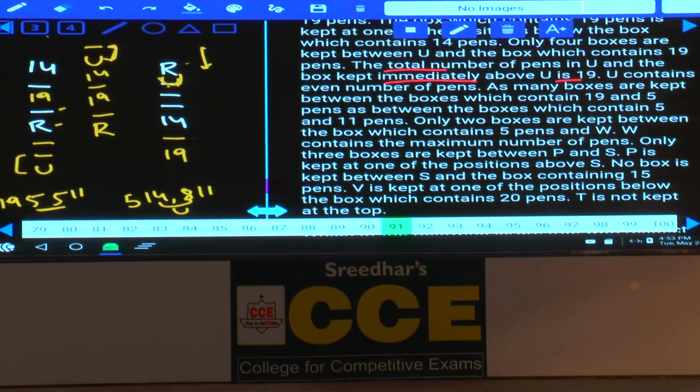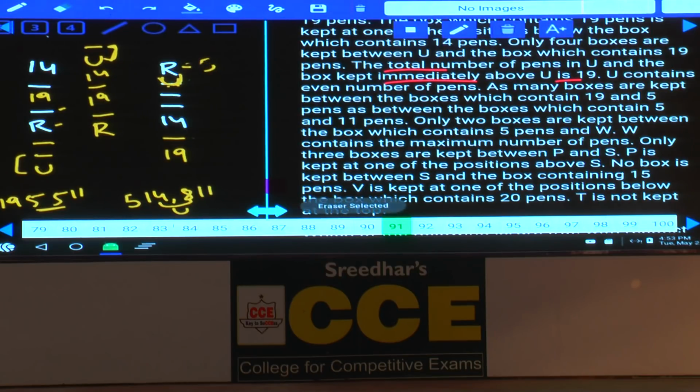If R is 5, between 19 and 5, tell me how many boxes are there? 1, 2, 3, 4, 5 boxes. Again between 5 and 11, we should have another 5 boxes, which is not possible because the number of boxes will be more than 8. Isn't it? Hence, R cannot be 5.